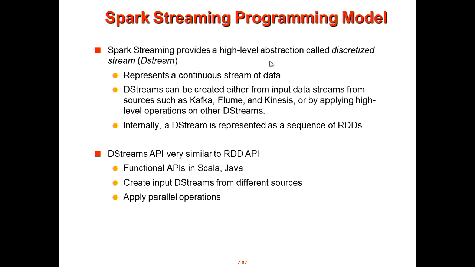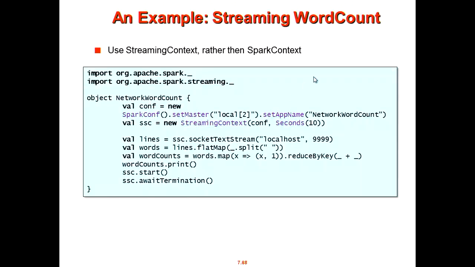It represents a continuous stream of data, and it can be created either from input data streams or by applying high-level operations on other DStreams. It's just like RDDs, but streaming RDDs. Internally, a DStream is represented as a sequence of RDDs. So this stream is actually just a sequence of RDDs. All the operations for RDDs can also be used for the DStream, because it's just a sequence of RDDs, and the APIs are also very similar.